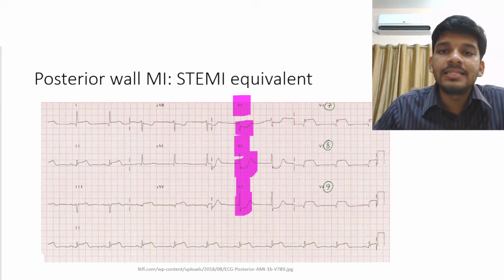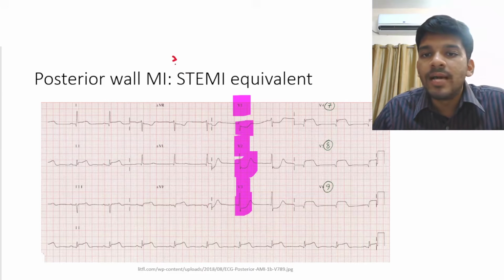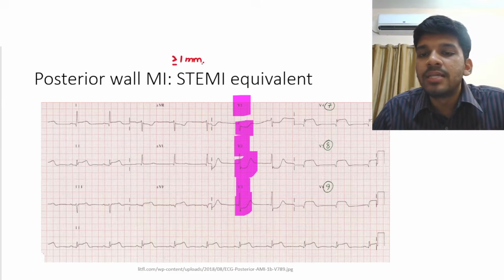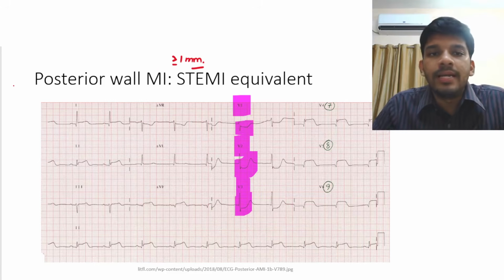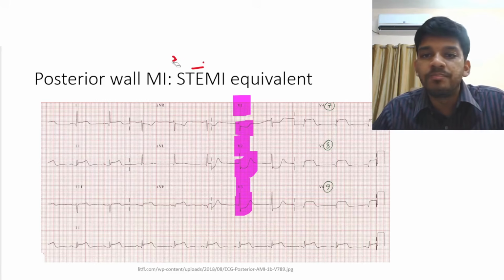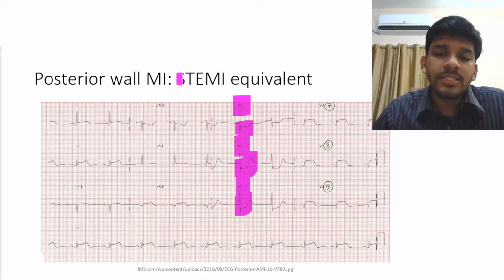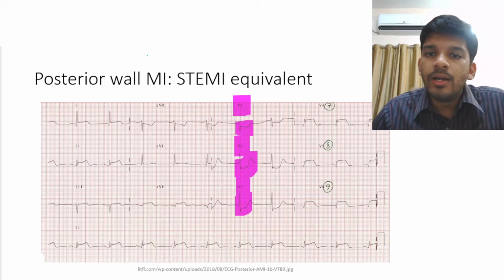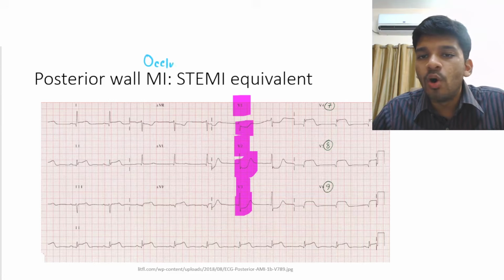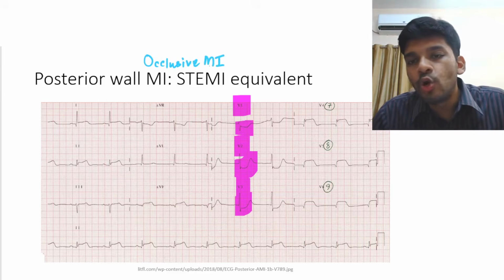It is not a classical STEMI because your STEMI criteria say more than 1 millimeter ST segment elevations in contiguous leads, or some separate criteria for V1, V2 are given. So because it does not satisfy those conventional criteria, it is called an occlusive MI, which is a non-ST elevation, but it definitely shows that there is an occlusion and you should take it up for PCI.